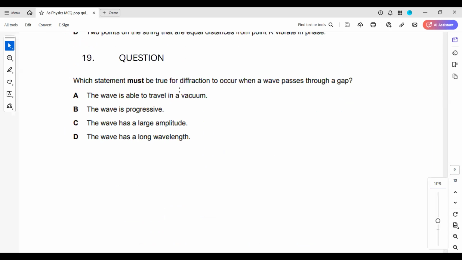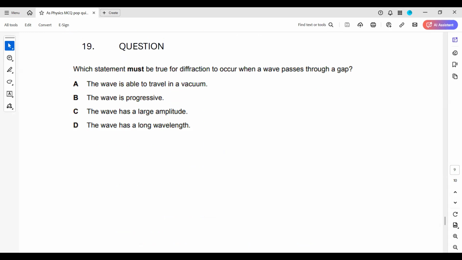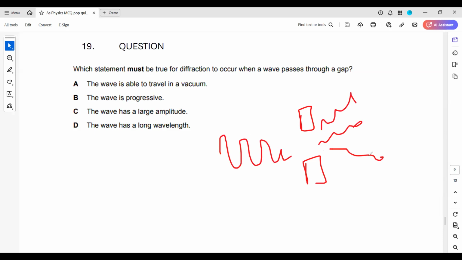Which statement must be true for a diffraction to occur when a wave passes through a gap? If you want to observe diffraction, what is the condition? Diffraction happens for waves which are moving. A wave must go from one place to another. If a wave is traveling from one place to another, then it can diffract.